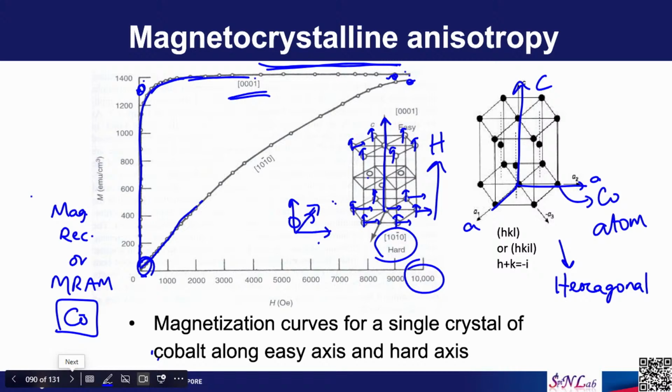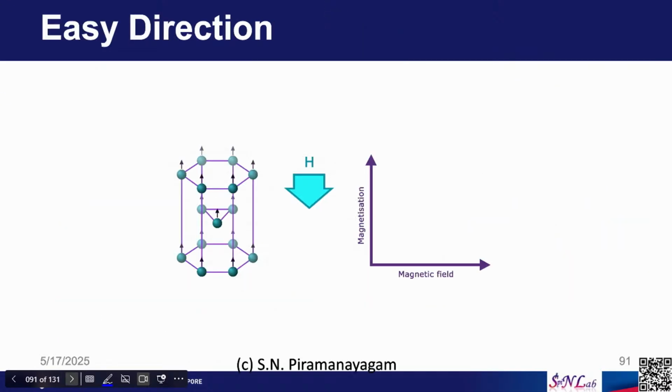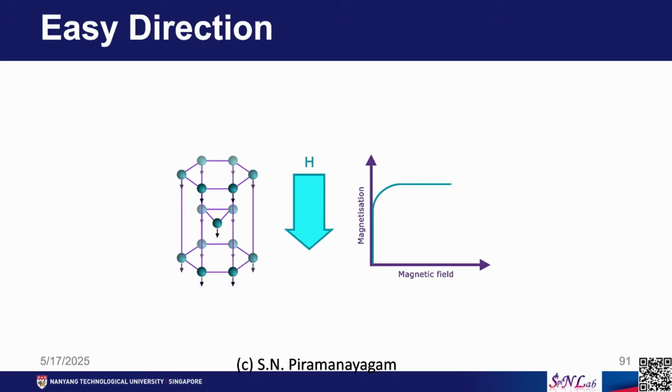So, this is magnetocrystalline anisotropy, and here this anisotropy is coming from the crystallographic structure. So, this is an explanation of what I showed you so far. So, I apply a magnetic field.